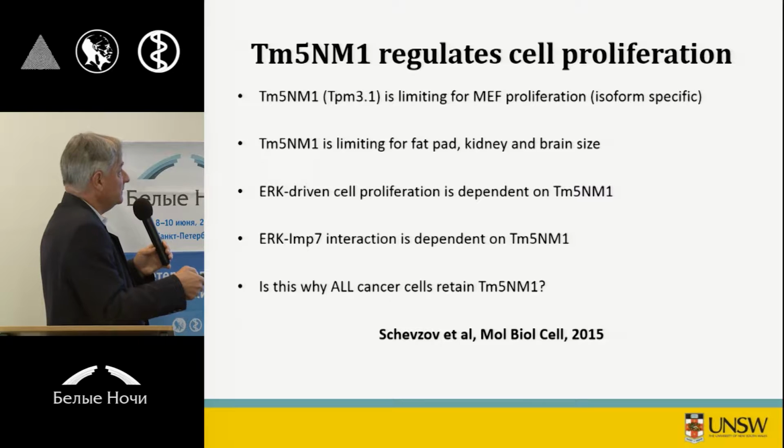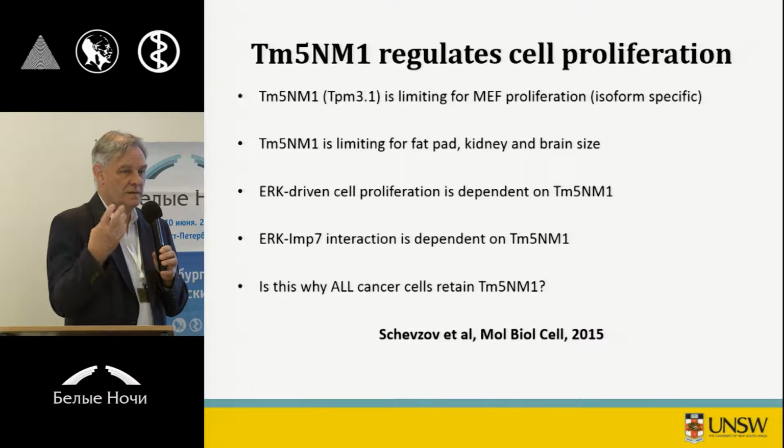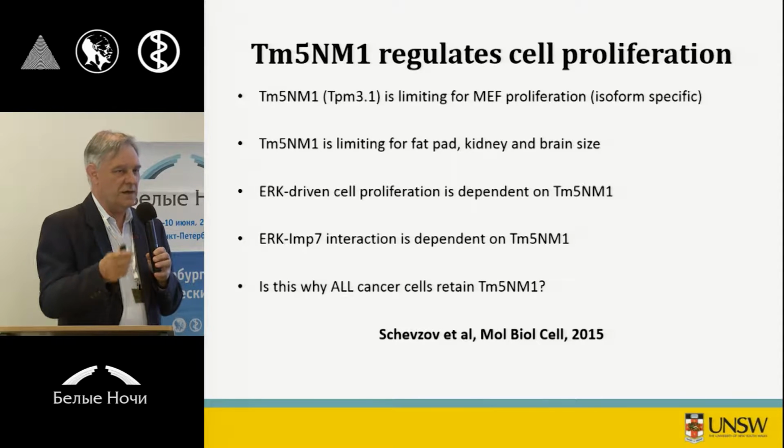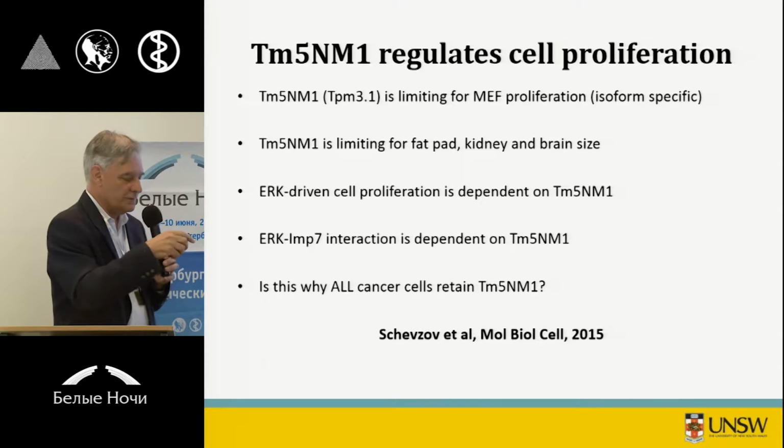Work over the last 10 years has demonstrated that the tropomyosin that you see in these tumour cells regulates cell proliferation. It's limiting for the proliferation of mouse embryo fibroblasts. It's limiting for the size of the fat pad, the kidney, and the brain of a mouse. So the amount of this single tropomyosin, by changing its levels, you can change tissue and organ size in a mouse. And as I said, this is always present in tumour cells.